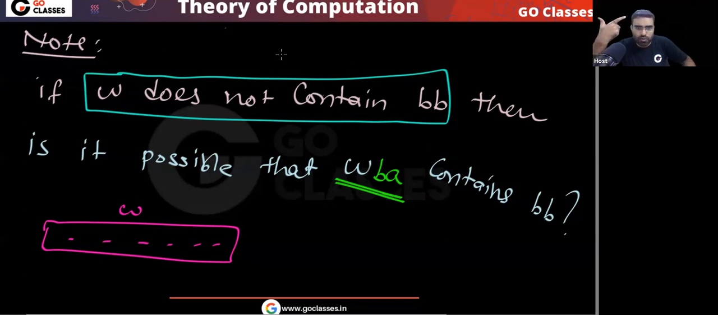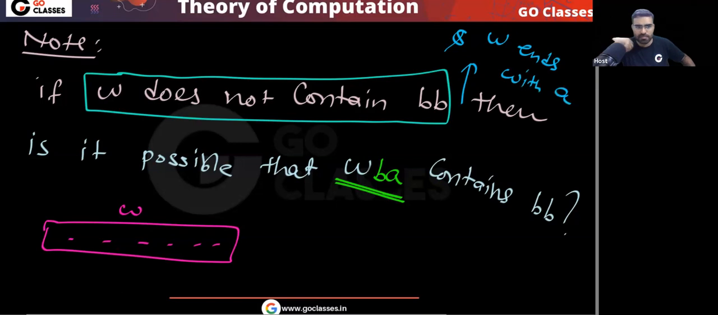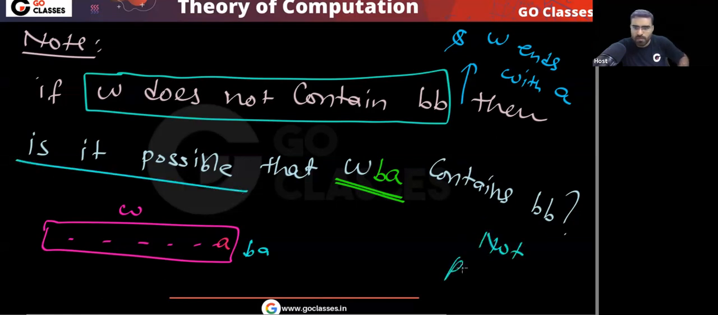But if you already know that all the strings are ending with A, so you already know that in the language all the strings are ending with A. See, if W does not contain BB and W ends with A, now you tell me. Now you can notice that this statement is also true. Is it possible that it contains BB? Not possible.